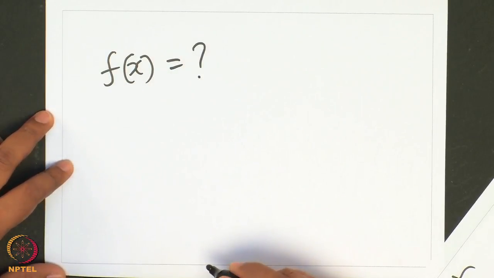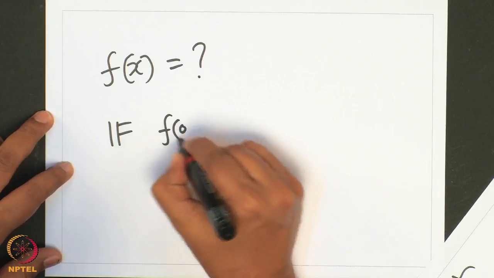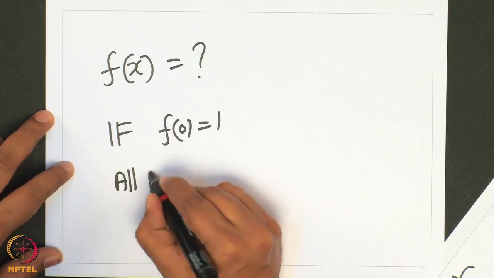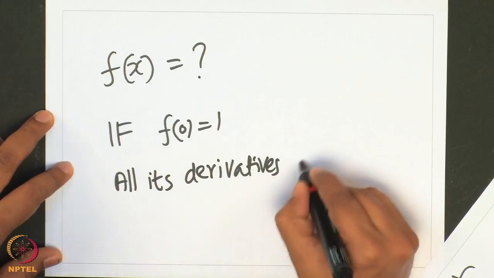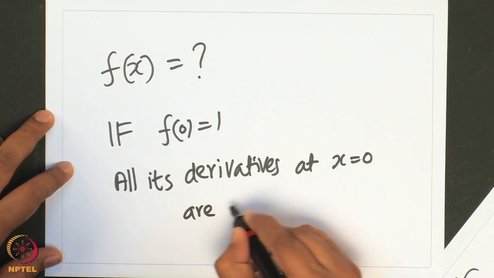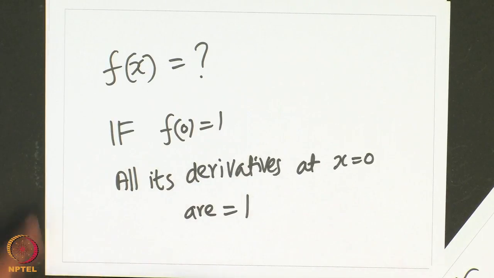What would be that function, what is the simplest thing we can imagine? We can imagine that the function at 0 is 1 and all its derivatives at x equal to 0 are also 1. All its derivatives are equal to 1. So this is something which we can start imagining. You know the function, so for simplicity, let us take the function is 1 and all its derivatives are also 1. If you assume this, what would we get?